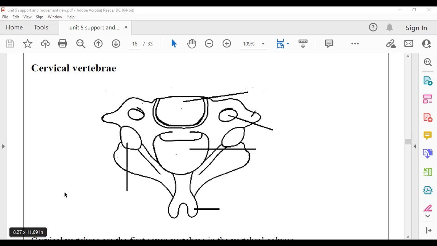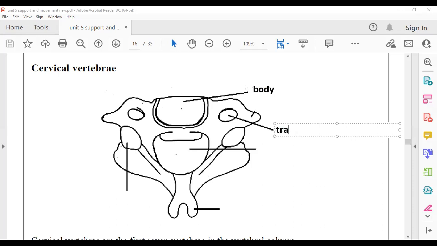Actually, the 7th vertebra is slightly different, but if it is mentioned in the syllabus only, we can think of it. Here, okay, this picture is given to you from the resource book. So, what is this part? Body. Body is the body. And what is this part? Transverse foramen for vertebral artery.